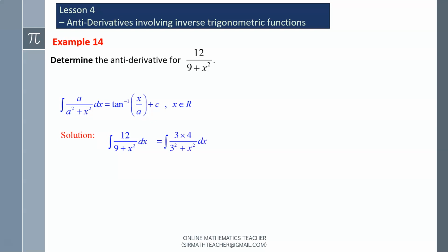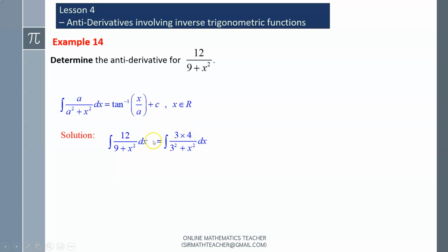Now let's rewrite this. The 9 here, we know is going to change to 3 squared. That way we can have our a squared. We need that a to be at the top as well, numerator. So that's 3 is written here as a factor of 12, which is why it's 3 times 4, making that 12. Hence, I'm going to end up with a situation where I've got a over a squared plus x squared.